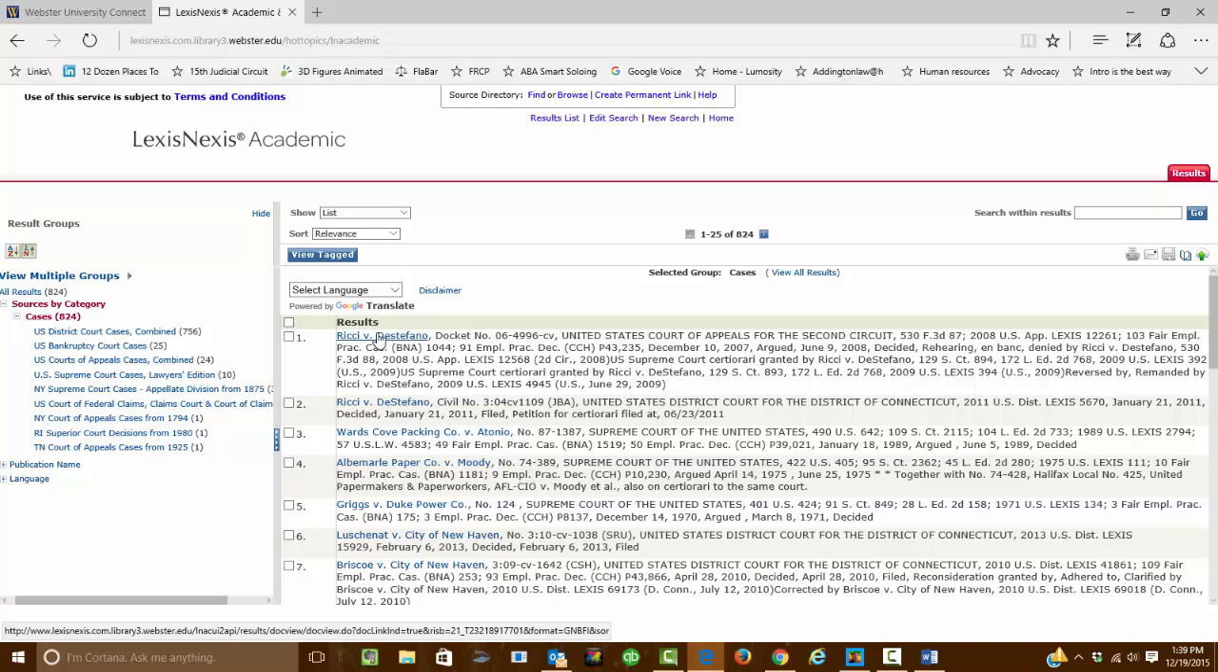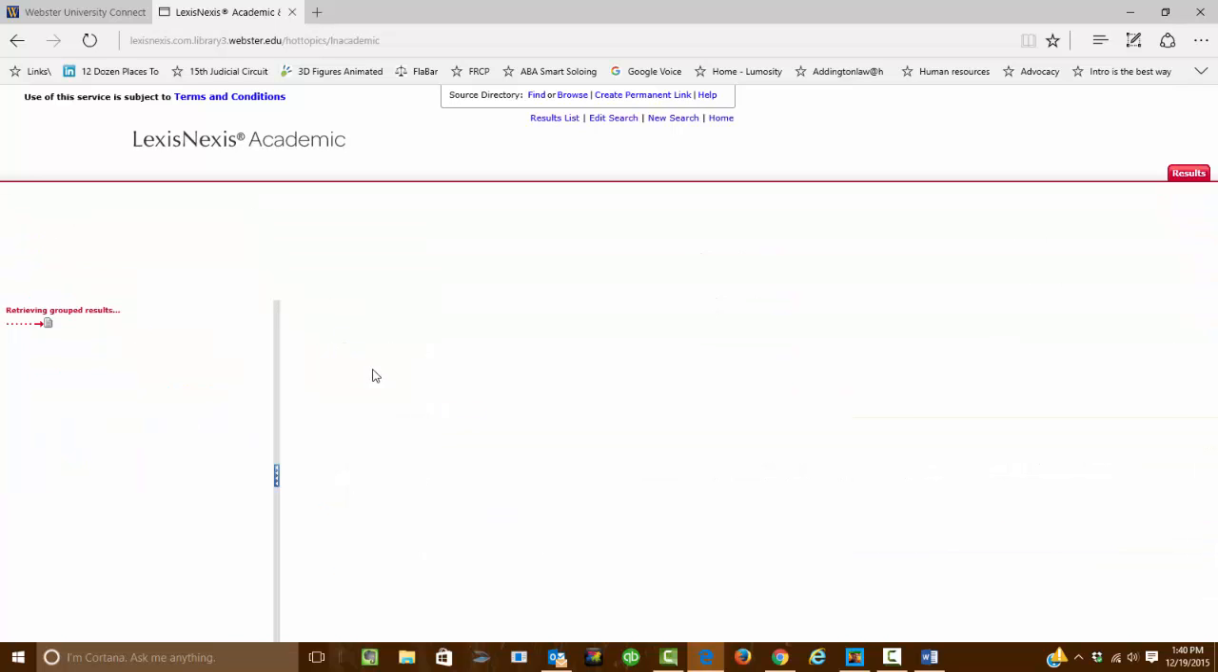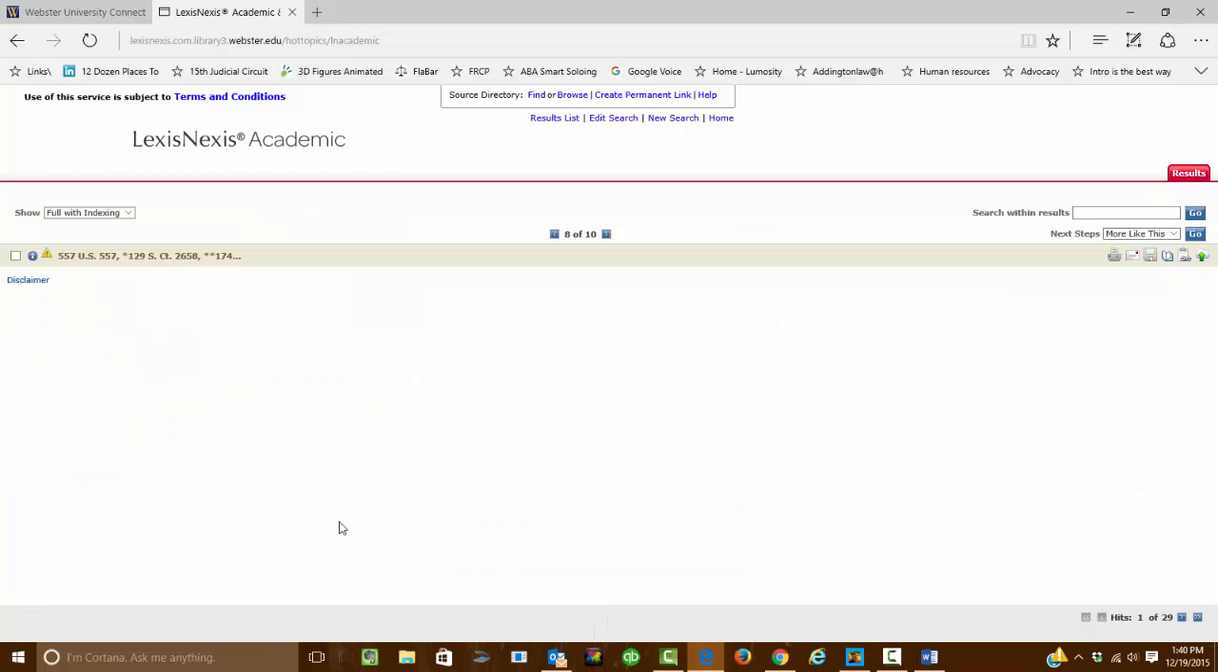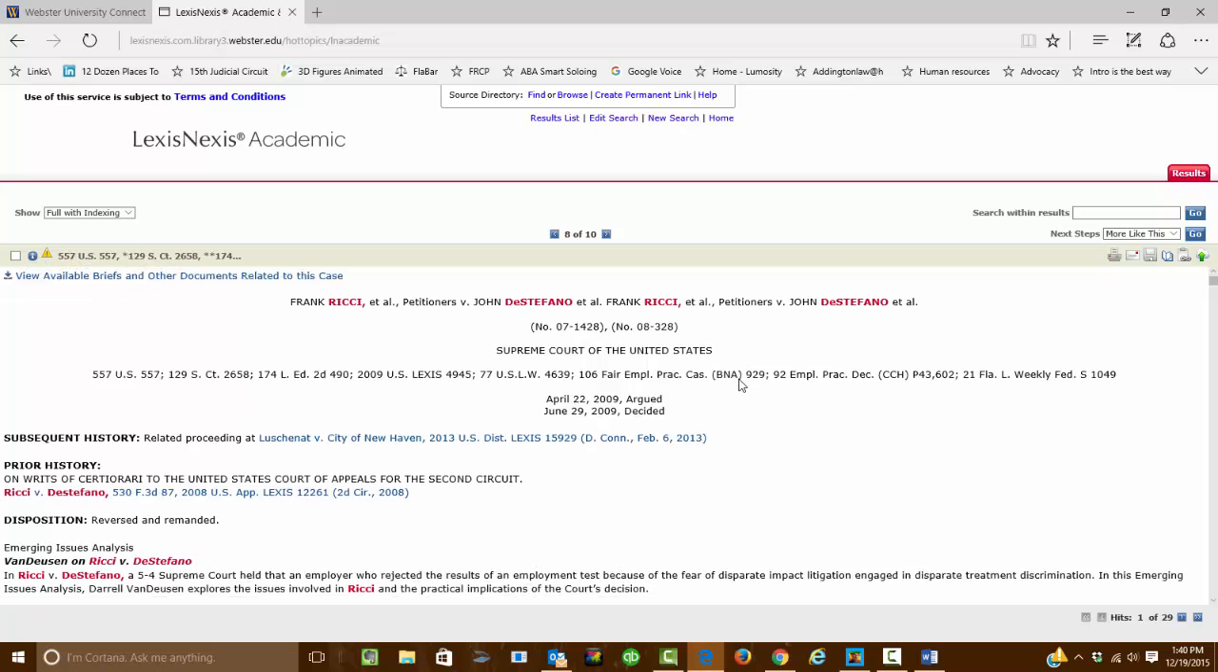Okay, so if you put in Ricci di Stefano, you get a number of cases. We know we're looking at a Supreme Court case, so let's narrow it from over 824 cases down to 10. And if you look at these cases, the one we're looking for is number 8 here. And this is the Supreme Court's opinion.